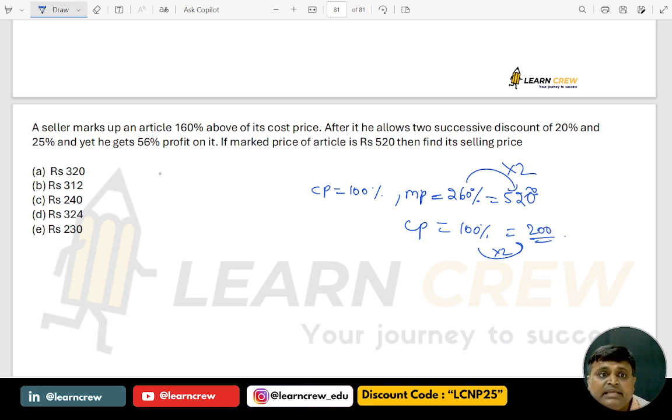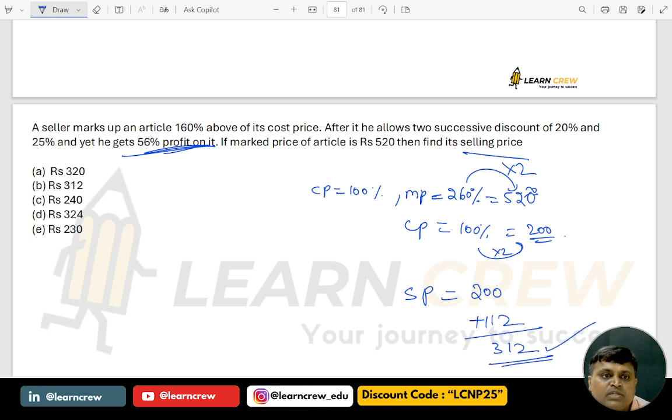And finally, what is said here? He gets 56% profit. So what is the selling price of the article? Selling price would be 200 plus 56%, 112. So 312. So 312 rupees is the answer.